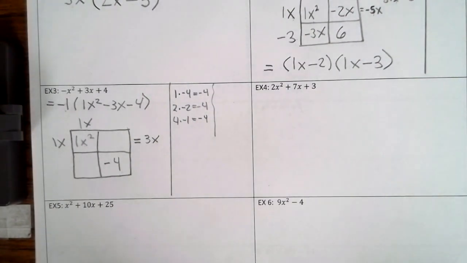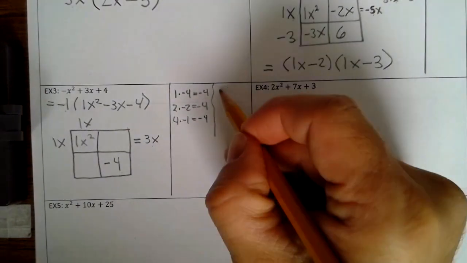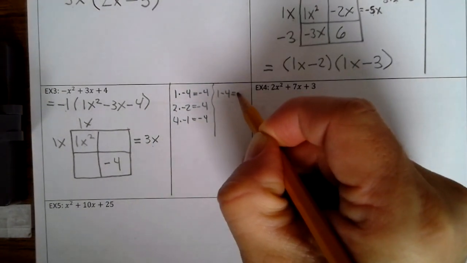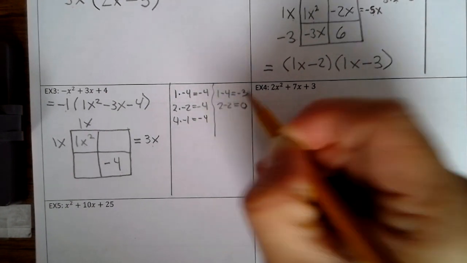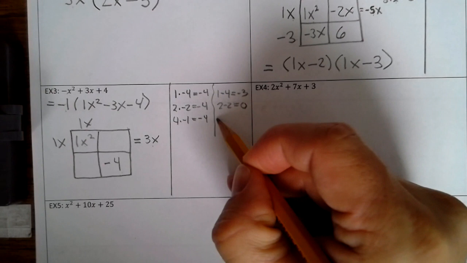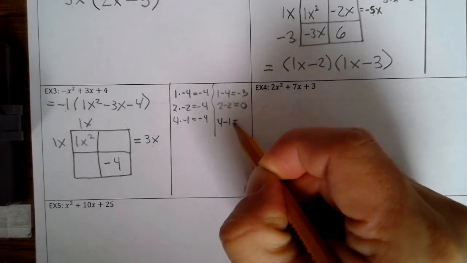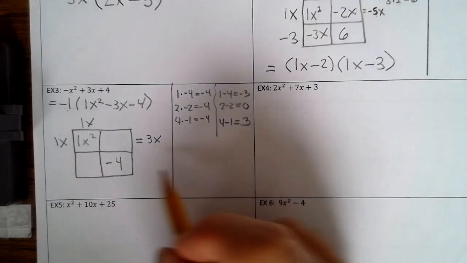So 1 minus 4 is -3. That doesn't work. 2 minus 2 equals 0. That doesn't work. 4 minus 1 is 3. So our factors are 4, -1. So that's x plus 4, x minus 1.